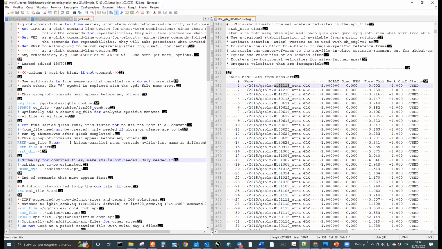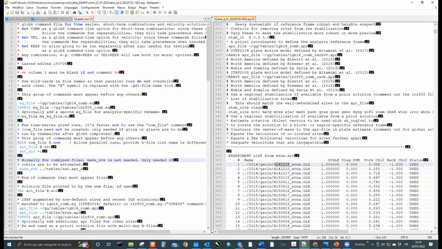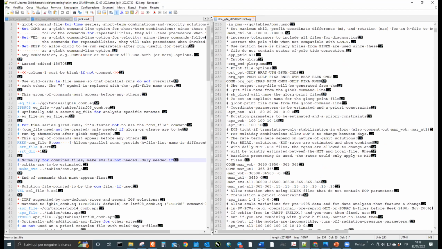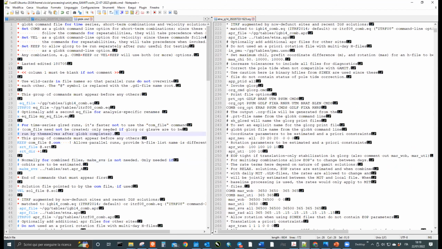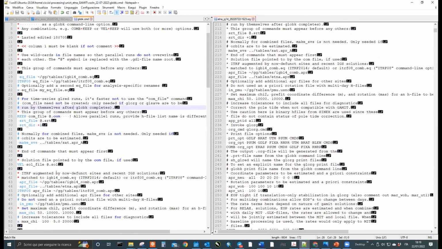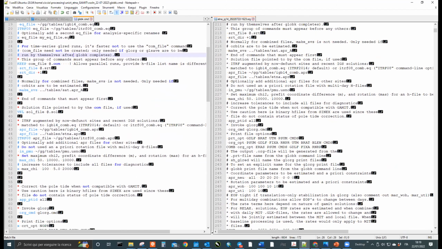And what's the date of your first file? November 2014. Okay, I see what's going on. Go back to your GlobK commands a little bit above. You highlighted it a minute ago. You have the APR, it is the same, and it's on the left. Yeah, but you have an APR NEU line.